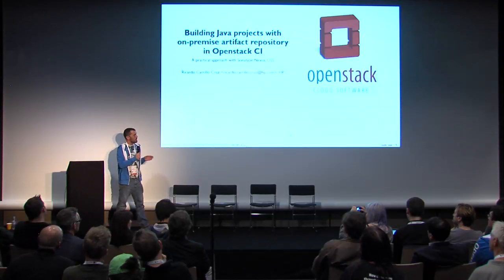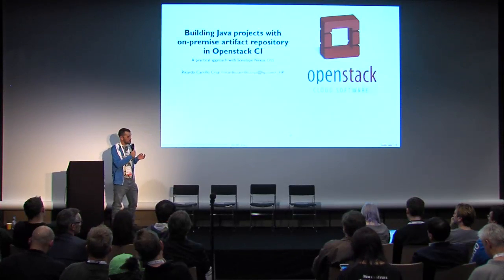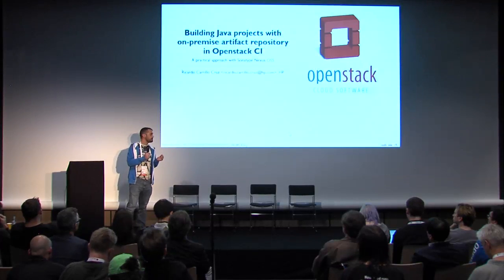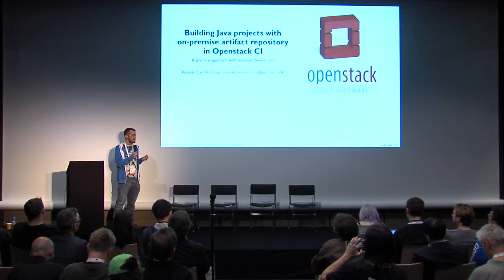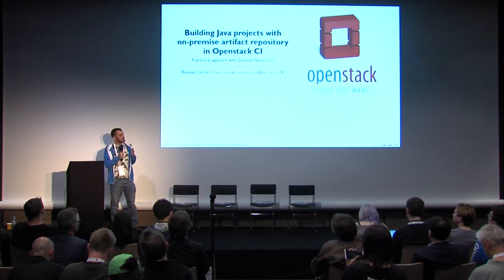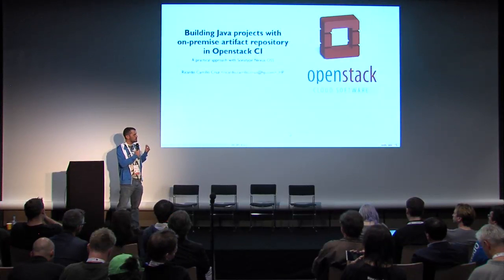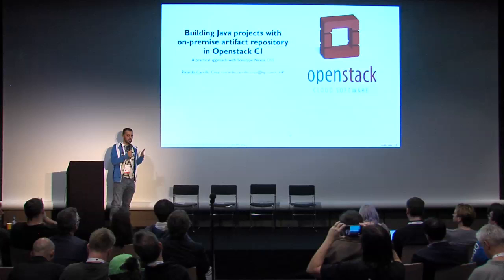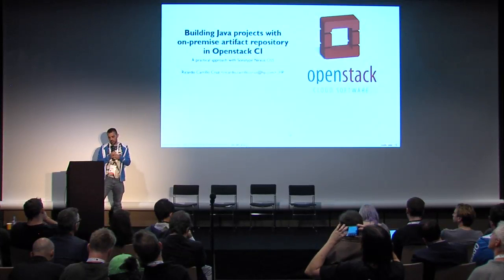OpenStack CI is not just about building OpenStack itself or just for building Python-based projects. It can also be used to build complex Java projects. We were approached at some point by other HP cloud teams who were running their own CI systems, and they asked us if they could migrate their Java builds into our systems. We didn't have any Java capabilities at the time, so we gathered the requirements and came up with a list.